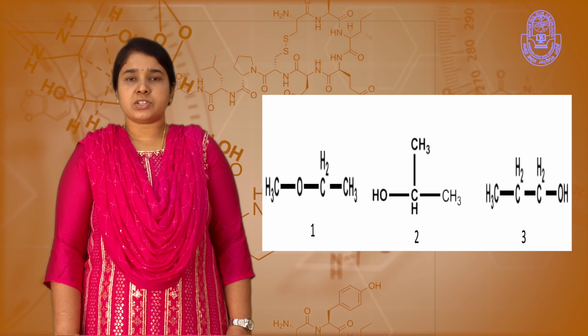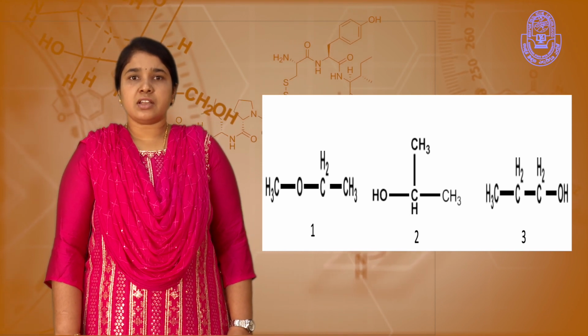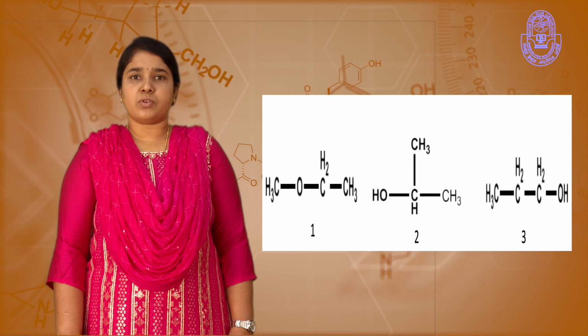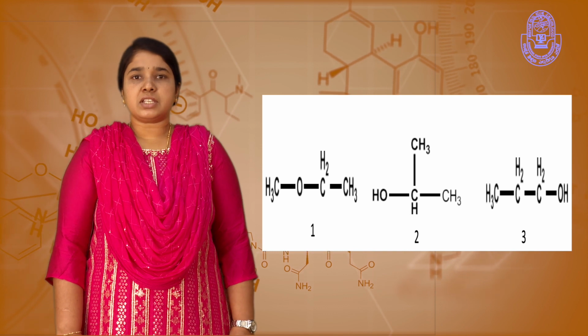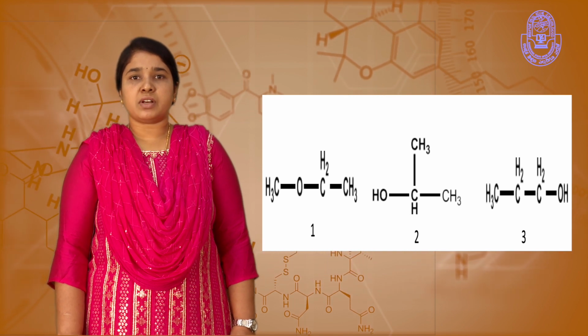An example of isomerism is the chemical formula C3H8O. It can be written in three different ways: CH3-O-CH2CH3, CH3-CH(OH)-CH3, and CH3CH2CH2OH. These three structures contain the same chemical formula but different structural formulas. Here the first compound is an ether, the second compound is a secondary alcohol and the third compound is a primary alcohol. So this is an example of isomerism.